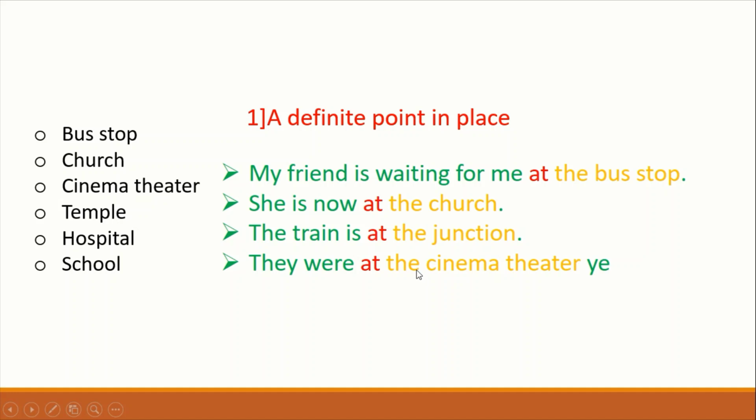They were at the cinema theater yesterday. Where were they yesterday? At the cinema theater. At is a preposition. The cinema theater is a place. Their location was at the cinema theater, which is a definite point in place. Their location was not school, hospital, temple, church, or bus stop.